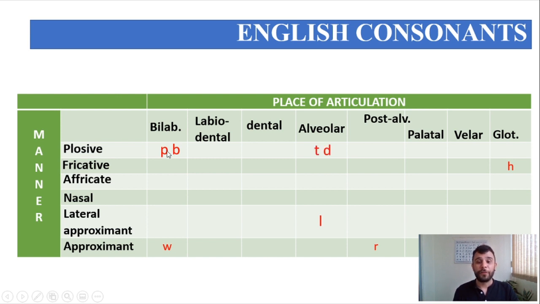And then you will have t, d, they're also plosive, but where does that happen? In the alveolar ridge. And then you will have k and g. Same thing, but in the soft palate, right? So pa, ba, ta, da, ka, ga. Ta, da are the same sound, except for the fact that one of them is voiceless and the other one is voiced. The same thing for this pair here.